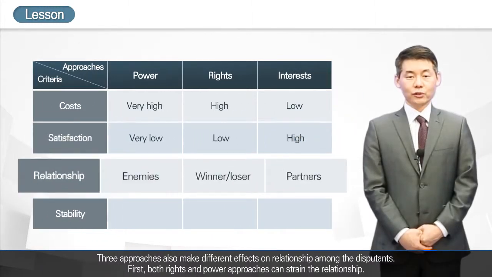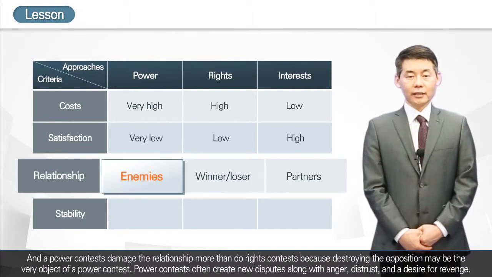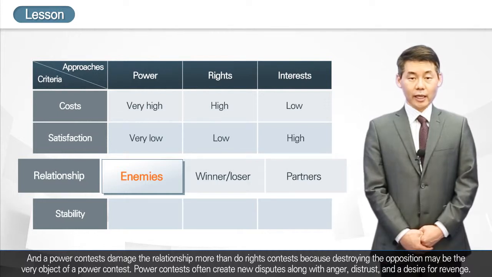Three approaches also make different effects on relationships among the disputants. First, both right and power approaches can strain the relationship. A power contest damages the relationship more than a right contest because destroying the opposition may be the very object of a power contest. Power contests often create new disputes along with anger, distrust, and a desire for revenge.